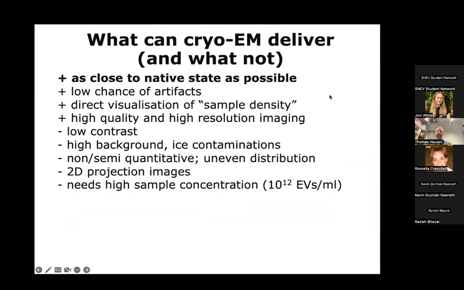As a little summary, what could you do if you want to visualize vesicles as close to the native state as possible? What's currently considered the gold standard to do this? That would be cryo-EM, because this is simply the method that allows you to look at your sample as close to the native state as possible today. You have a low chance of artifacts, so these staining and drying artifacts you can completely avoid. But keep in mind, if your sample is very thick, you might compress it.